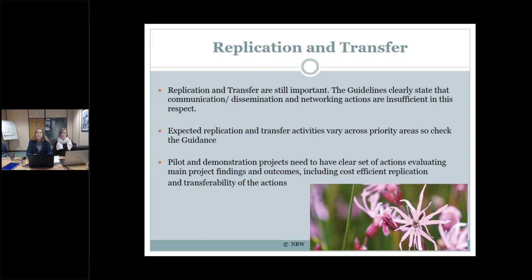Projects need to have a clear mechanism for replication and transfer during and after the lifespan of the project. This needs to be clearly explained within your proposal as to how the results will be replicated and transferred to other regions, countries, or contexts. This goes beyond just simply sharing knowledge and networking with key stakeholders. You need to put the solutions developed and applied within your project into practice elsewhere or for a different purpose.